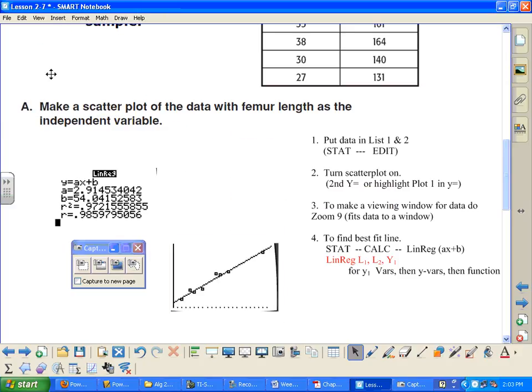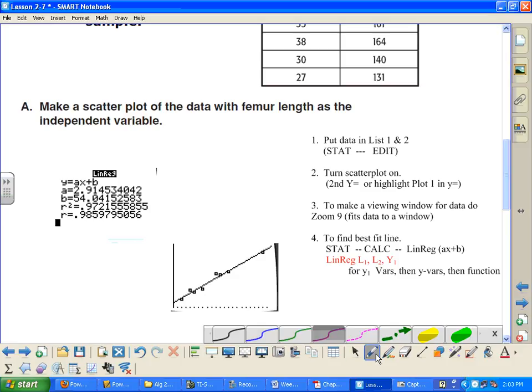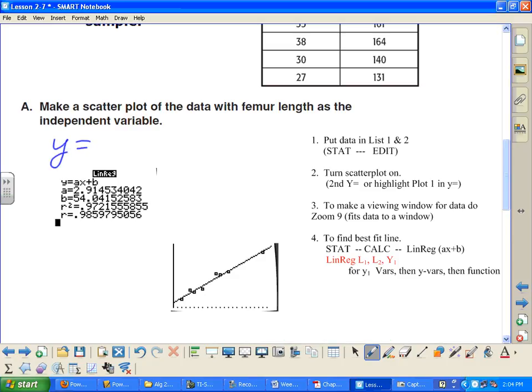So here's our graph. And so my equation for this is going to be y equals, and we're going to use 2 decimal places, so 2.91x plus 54.04 would be my y-intercept. So my slope is 2.91. My y-intercept is 54.04. So does anybody know what those numbers mean in terms of this problem?